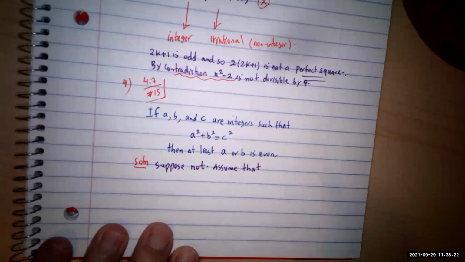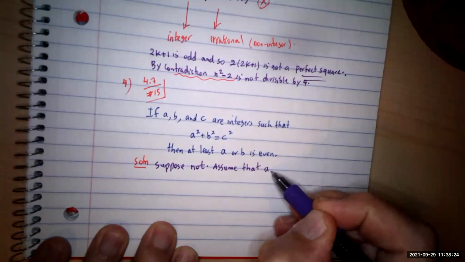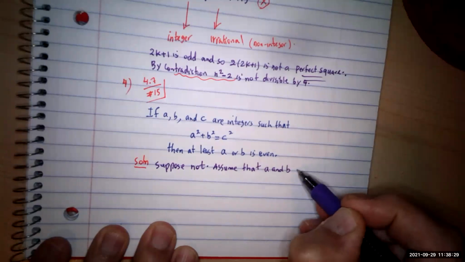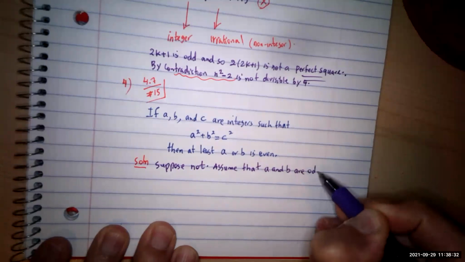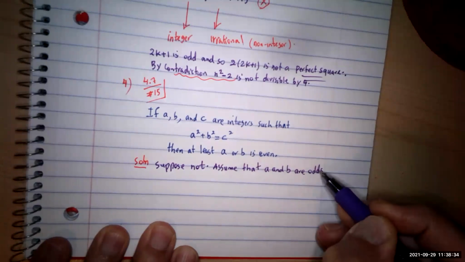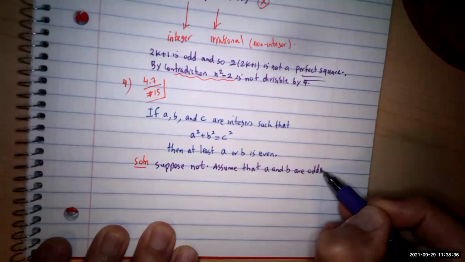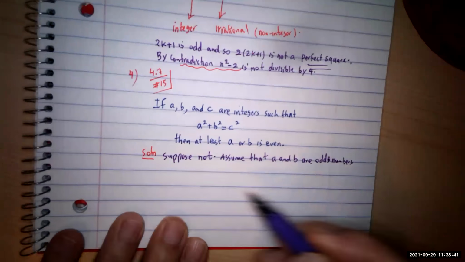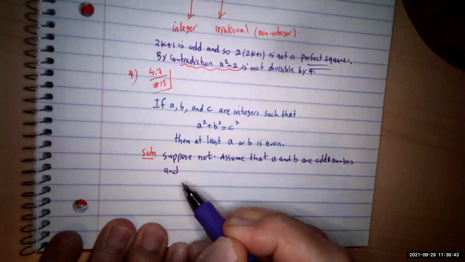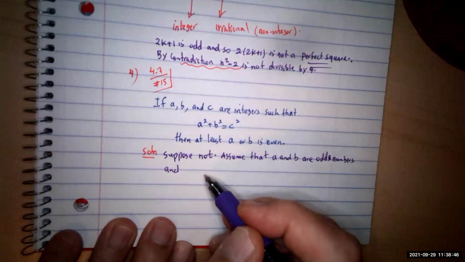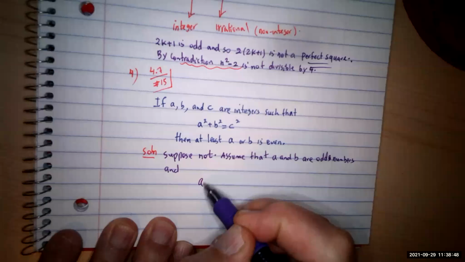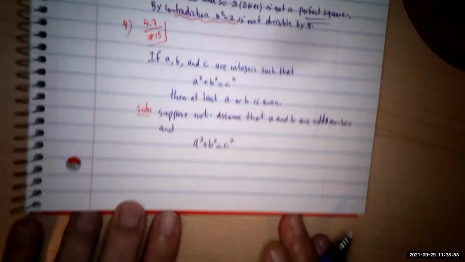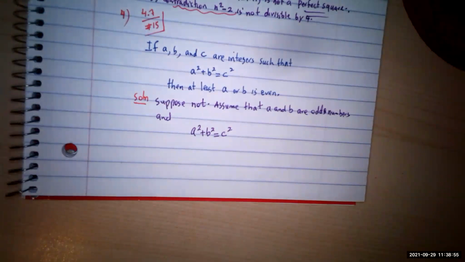So we have to assume that A and B are odd numbers, and of course they satisfy that condition. And we have the fact that A squared plus B squared is equal to C squared. Now we have to work on this to get the contradiction.